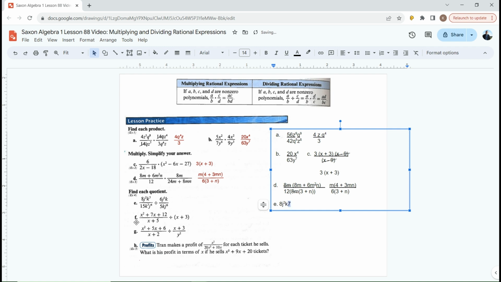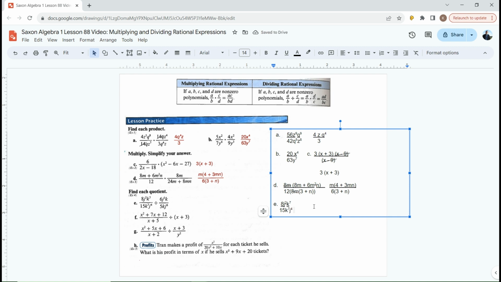8j squared k to the 7th. That's going to be divided by, and then in the denominator, we're going to have 15k to the 7th, j to the 4th. Okay, and that is what we're going to start with. The next thing we're going to do is flip the sign, okay? Or I'm sorry, it's keep, flip, change.